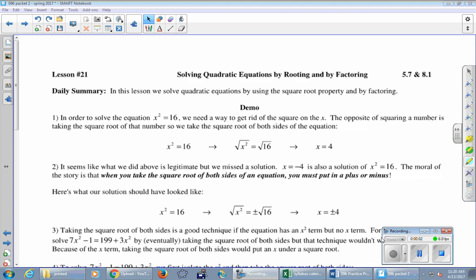All right, lesson 21, our daily summary. In this lesson, we solve quadratic equations by using the square root property and by factoring.